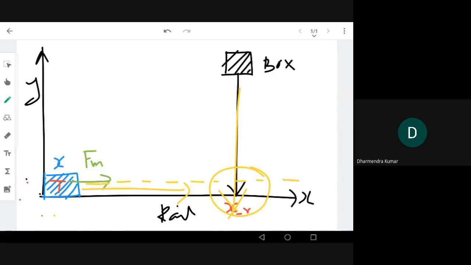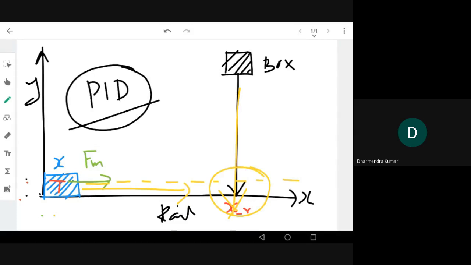So this has to be a controller which can intelligently decide, using P, PID, PD or PI, whatever controller we can decide, the FM. Based on the FM, the movement of the magnetic train, with the help of the magnetic train movement, I am able to catch the box. This is a typical control problem, which we can practically try to design.